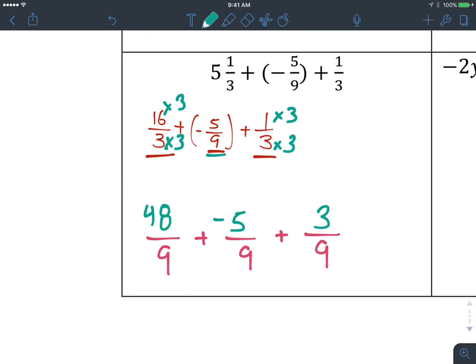So now I've manipulated these first fractions that I had. I've changed them all to have the same denominator of 9. And in doing so, I also kept the same value because whatever I multiply the bottom by, I multiply the top by the same thing. So these all have the same value. These are the same fractions technically, but just with different numbers.